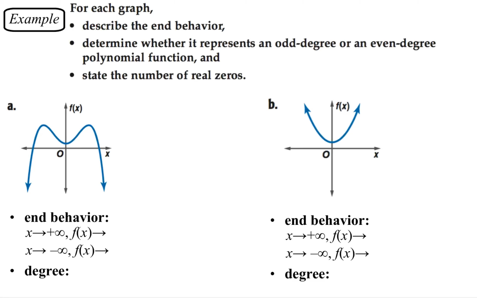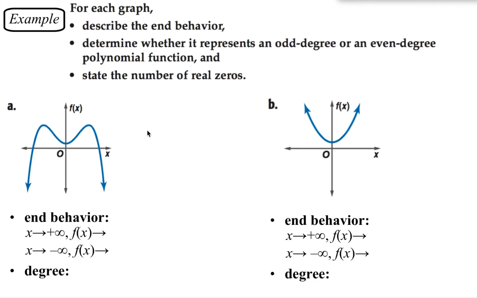So let's look at some examples. It says describe the end behavior, determine whether it's odd or even degreed, and how many real zeros it has. So in this first function, as we look at the end behavior, as x goes to positive infinity, as we continue on the graph here, if we let x be bigger and bigger and bigger, at the end of the function, it's going more and more negative. So it's going to negative infinity.